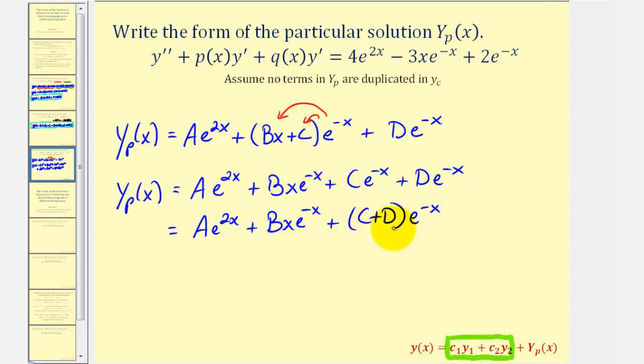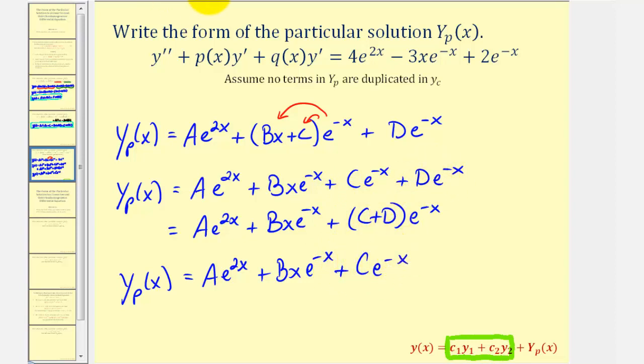Well, c plus d is just a constant, so we don't need both of these. We'll go ahead and say big Y sub p of x is equal to a e to the 2x plus bx e to the negative x. Let's go ahead and just use c again, because we didn't need this term here. So plus c e to the negative x. This would be the form of the particular solution to the given differential equation.